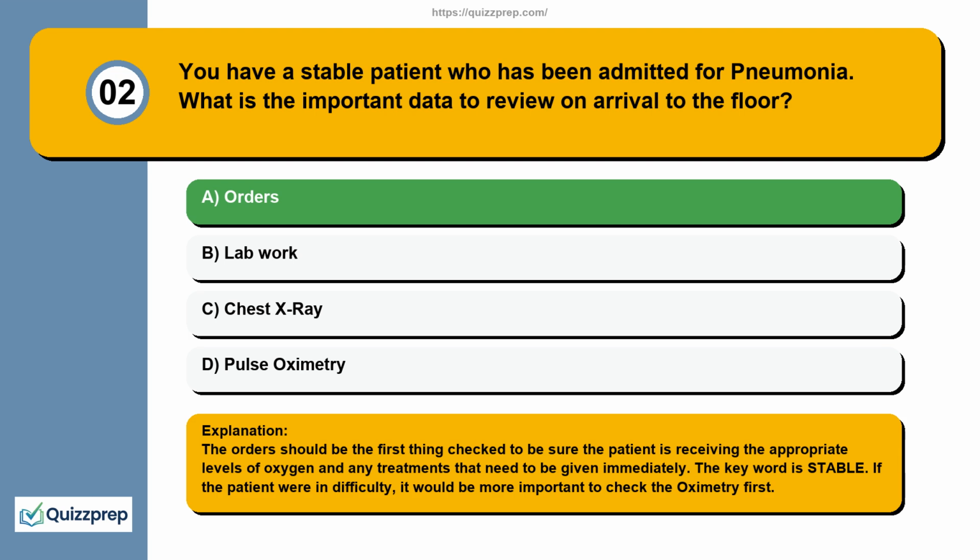The orders should be the first thing checked to be sure the patient is receiving the appropriate levels of oxygen and any treatments that need to be given immediately. The key word is stable. If the patient were in difficulty, it would be more important to check the oximetry first.